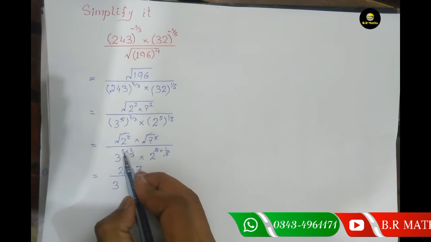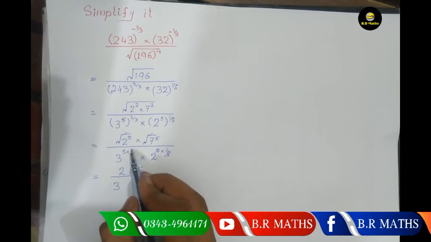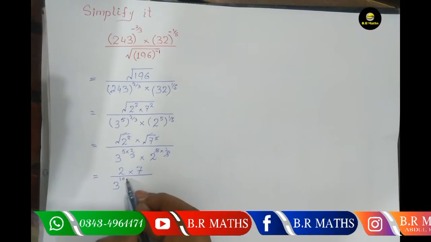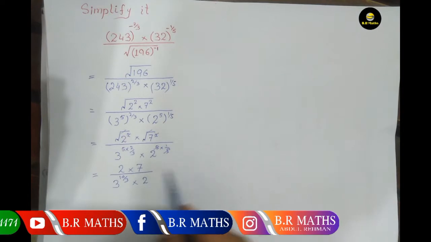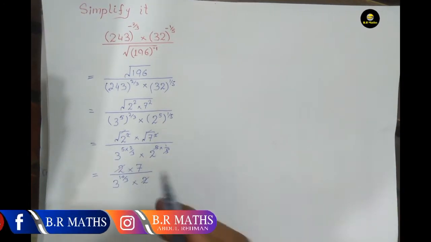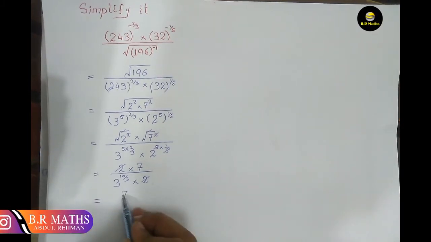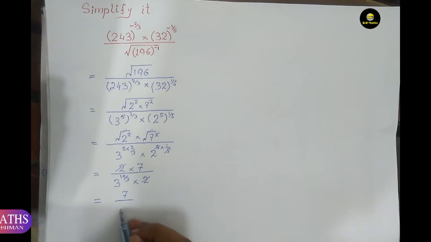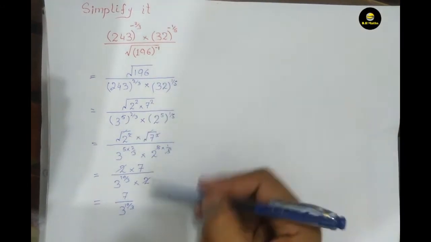And 3 raised to power 5 multiplied by 2 by 3, there is no cancellation, so 5 multiplied by 2 becomes 10 over 3. In the numerator we have 2 multiplied by 7, and the 2s cancel with each other. So we get 7 divided by 3 raised to power 10 over 3. So this is the first portion.